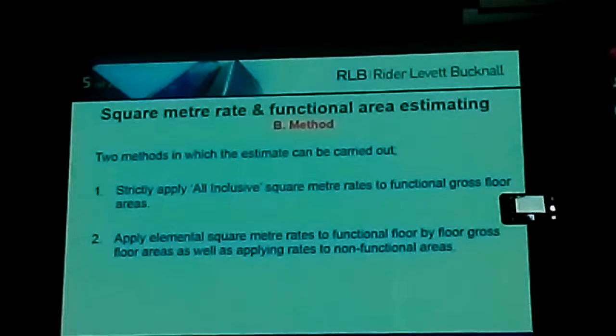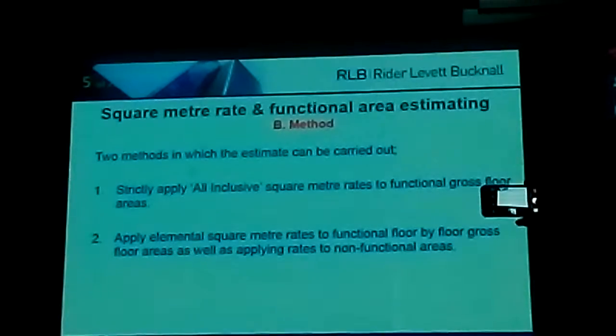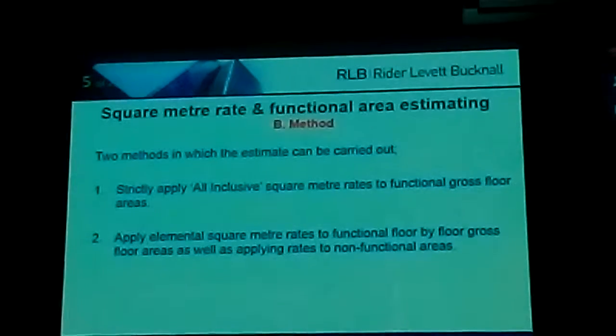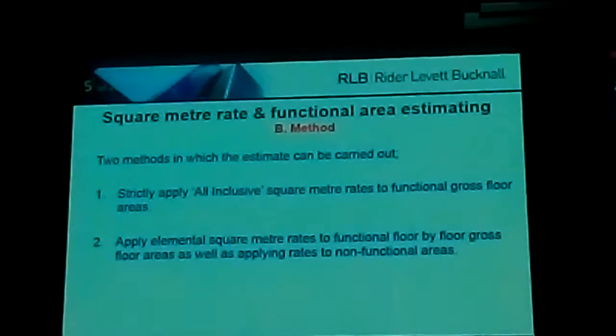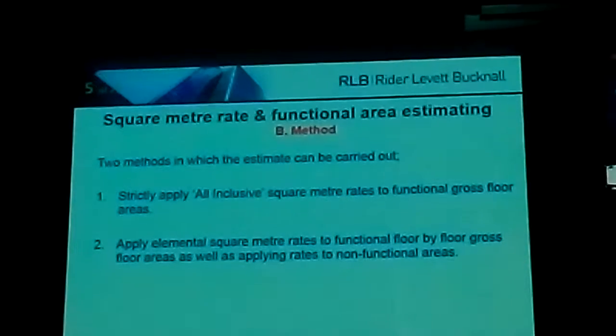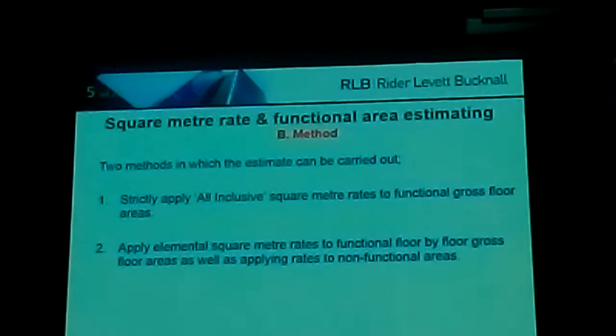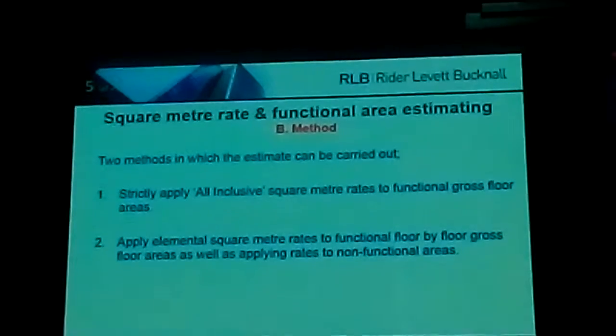There are two methods in which the estimate can be carried out. First is to strictly apply all-inclusive square metre rates to functional gross floor areas. Second is to apply elemental square metre rates to functional floor-by-floor gross floor areas, as well as applying rates to non-functional areas, and where possible, elementally build up typical floors.